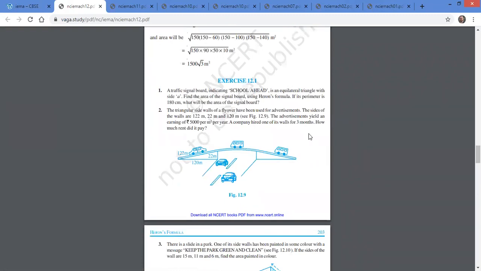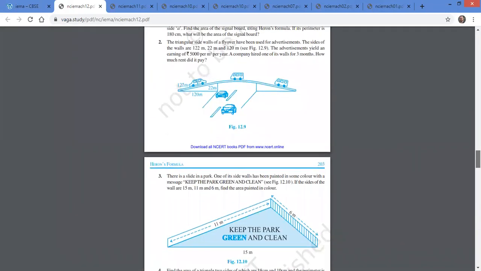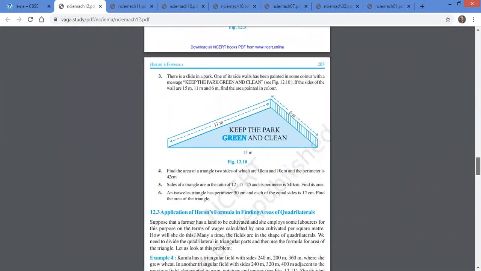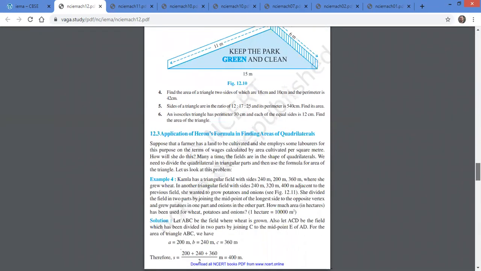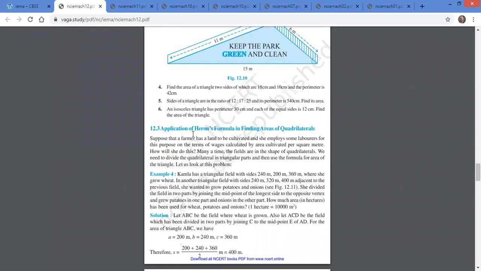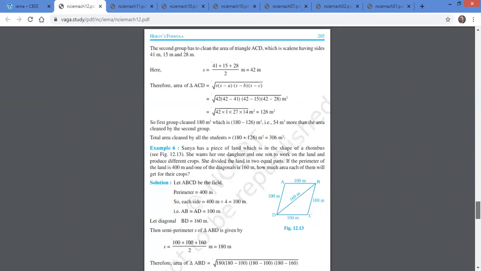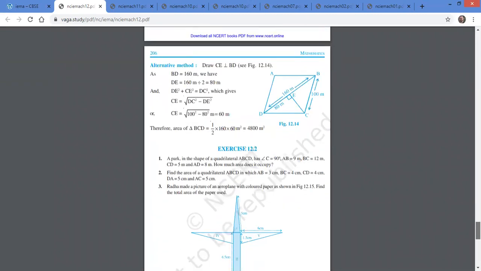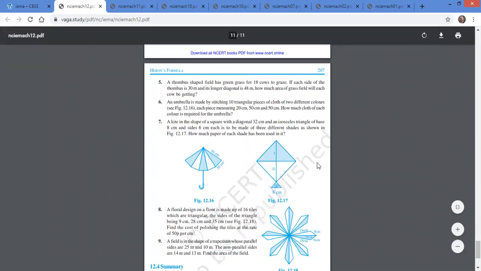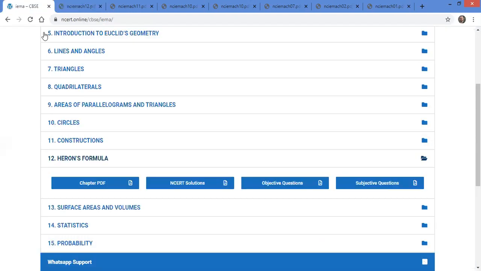So here the first exercise remains as it is. That is question number 1 to 6. There is no change in this, but the second part is cancelled. That is, application of Heron's formula in finding areas of quadrilaterals is totally cancelled. This was an important part of the chapter, but now they have cancelled exercise 12.2. So that's big good news for you. You just need to do the triangles part.